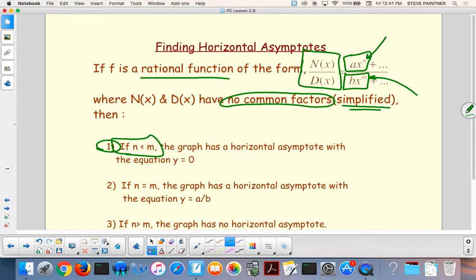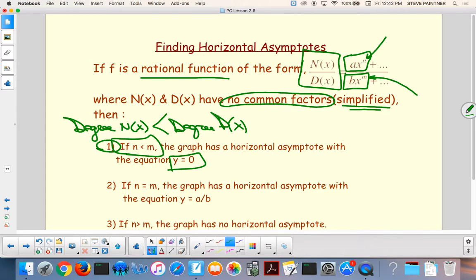So this to me says, if the degree of the numerator is less than the degree of what? The denominator. Okay, then it says the graph has a horizontal asymptote with the equation what? Y = 0. Perfect. That's it. It's a given. There's really nothing to think about. You don't have to do any work.